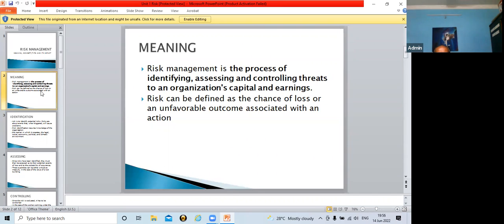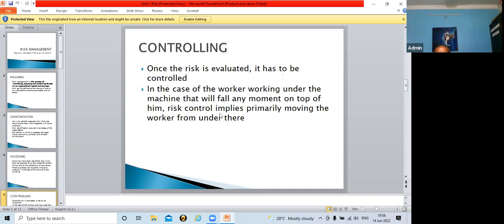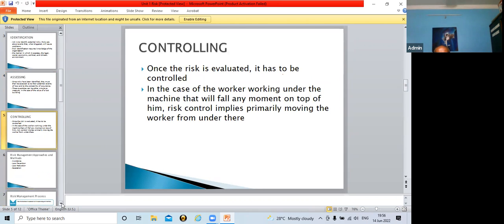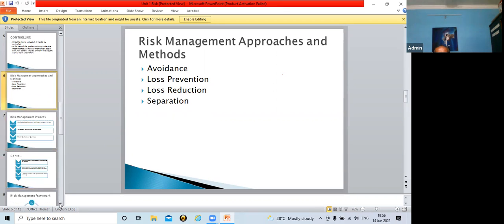The keywords of this definition are identification, assessing, and then controlling. Today we also discussed the risk management approaches and methods. From the examination point of view, if you are asked to explain the risk management process with appropriate example, please remember these 4 approaches: avoidance, loss prevention, loss reduction, and separation. You can quote the examples I have given, or your own relevant example, in your explanation.